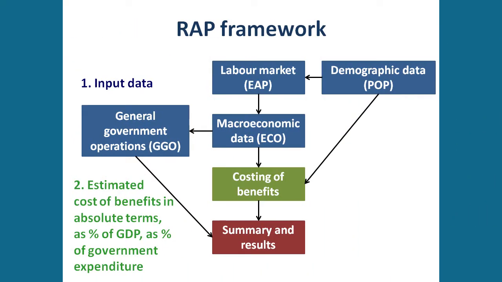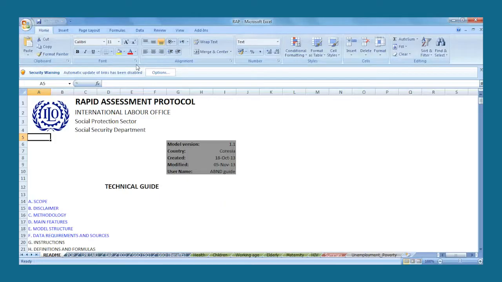Green represents the cost of implementing social protection benefits. The cost is expressed in the absolute currency value, as a percentage of the country's GDP and its government's expenditure. Expressing it as a percentage of GDP or government expenditure helps to give a better idea of the cost. Red represents the cost of a package of the combined benefits. Now, let's take a closer look at each section.